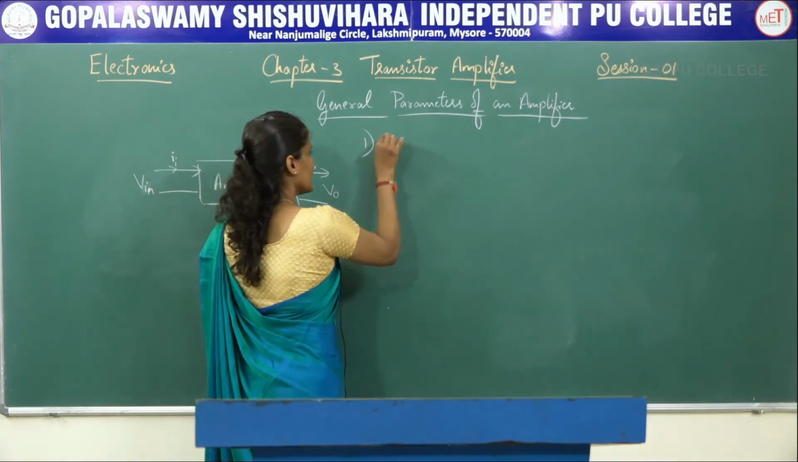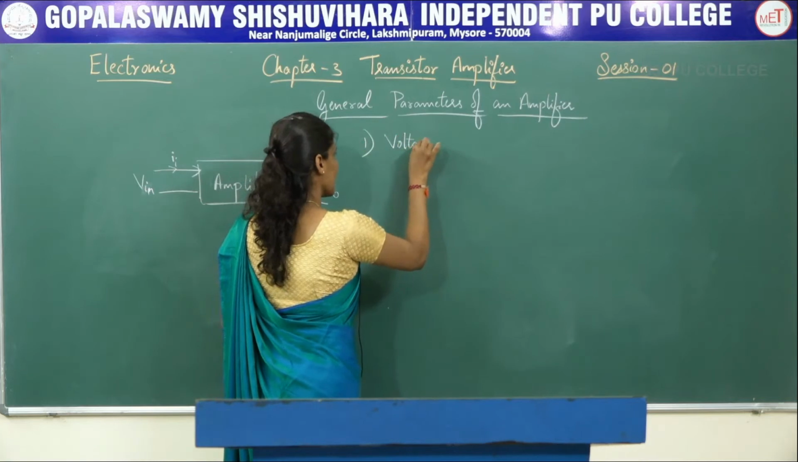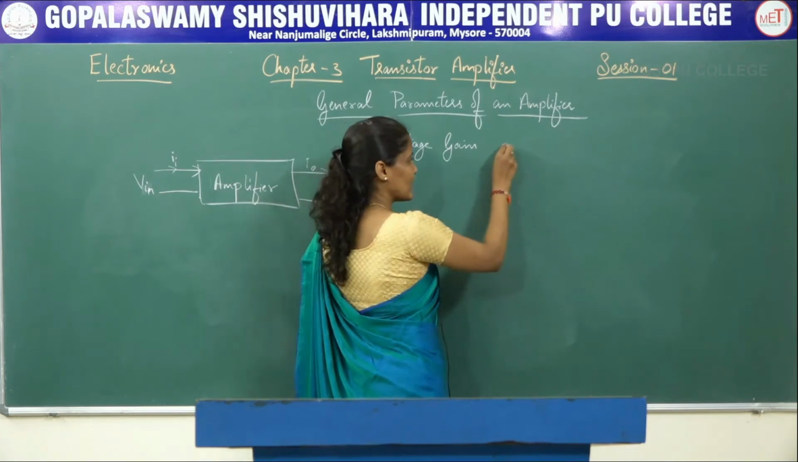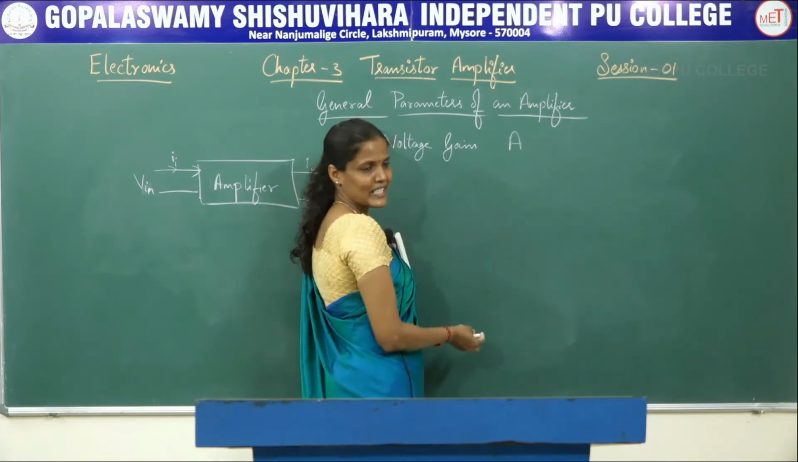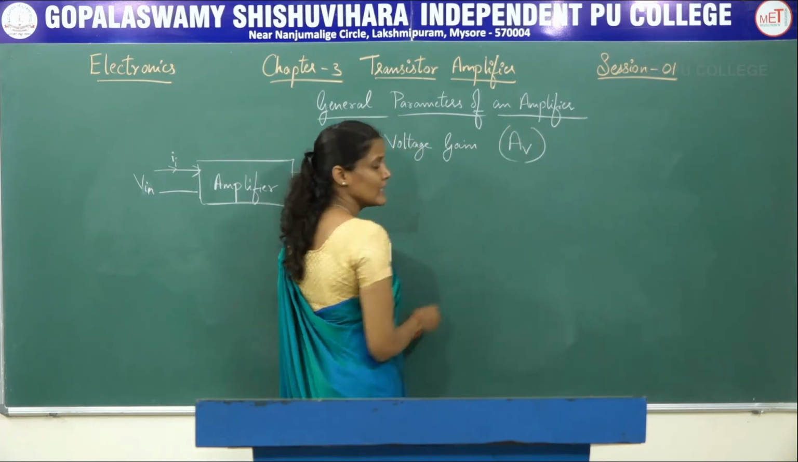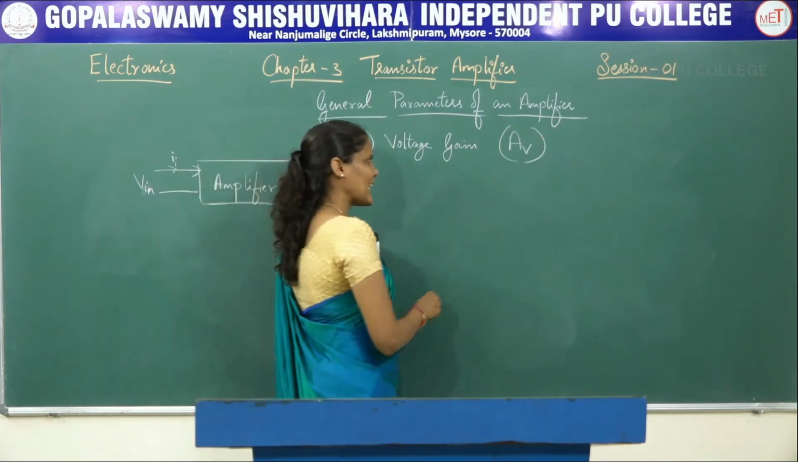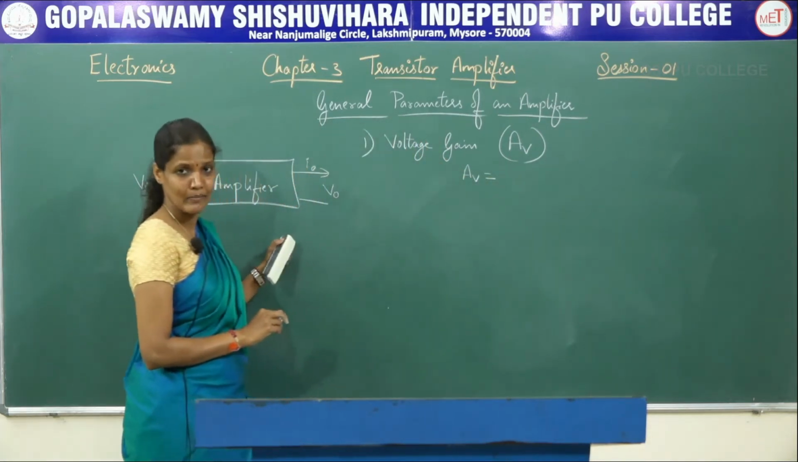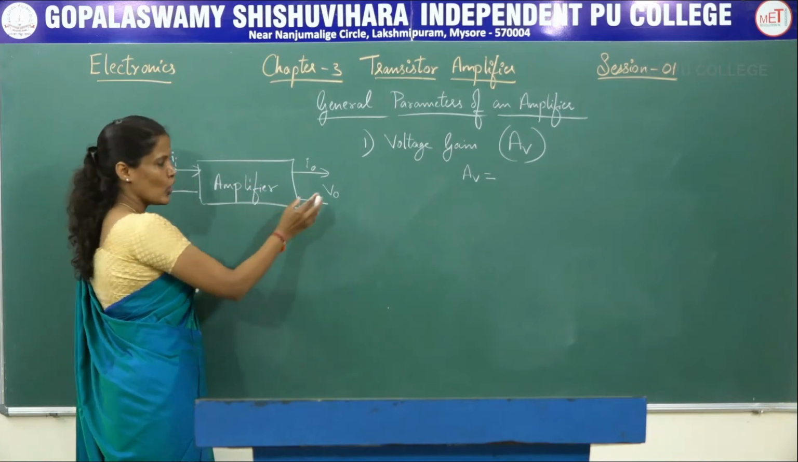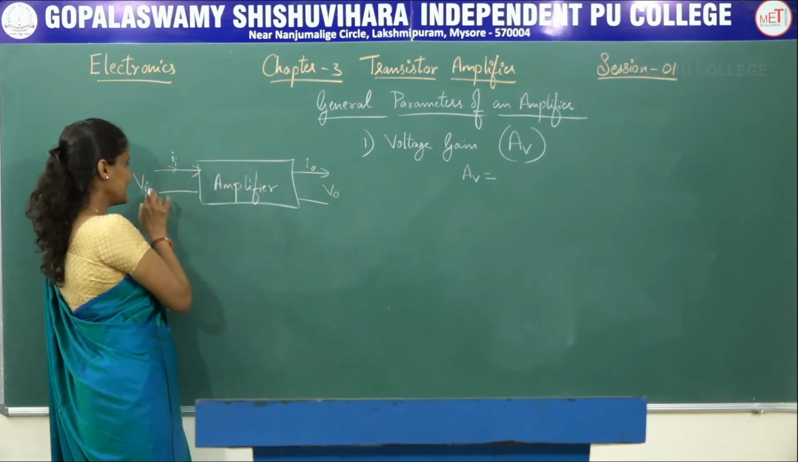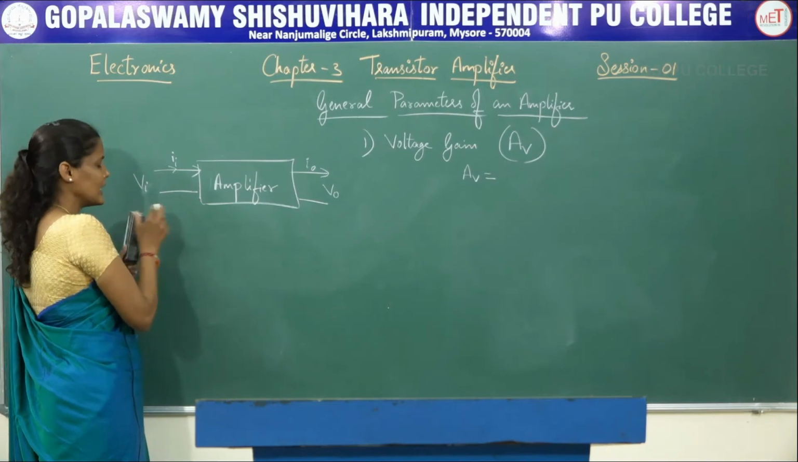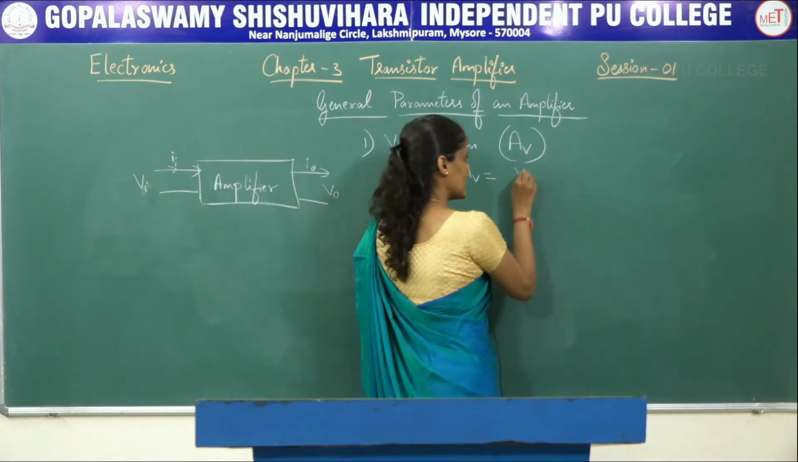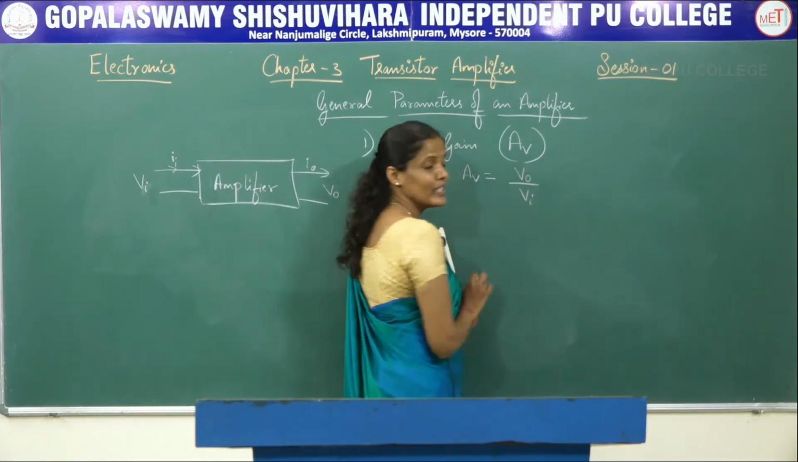The very first one is voltage gain of an amplifier. Voltage gain of an amplifier will be denoted by AV. A is nothing but gain. AV is nothing but the voltage gain. The voltage gain AV is nothing but the ratio of output voltage to the input voltage. According to this diagram, the output voltage is denoted by Vo and the input voltage, let me denote it by just Vi. So, the voltage gain AV will be equal to Vo divided by Vi.